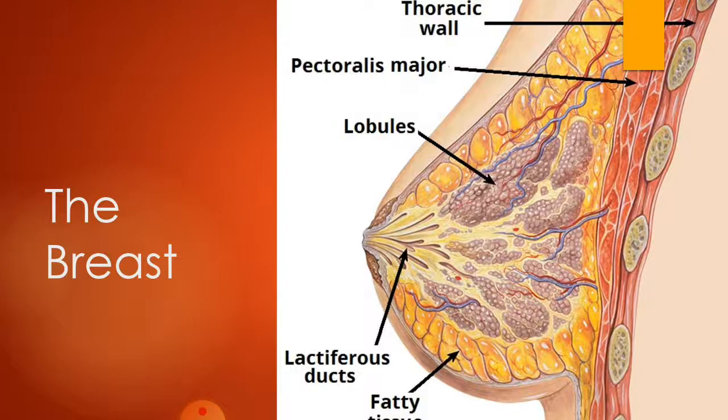Here you can appreciate many structures in this diagram. We will start with the mammary glands, which are modified sweat glands, and they consist of a series of ducts and secretory lobules, basically 15 to 20 in number. Each lobule consists of many alveoli drained by a single lactiferous duct, and these ducts converge at the nipple here.